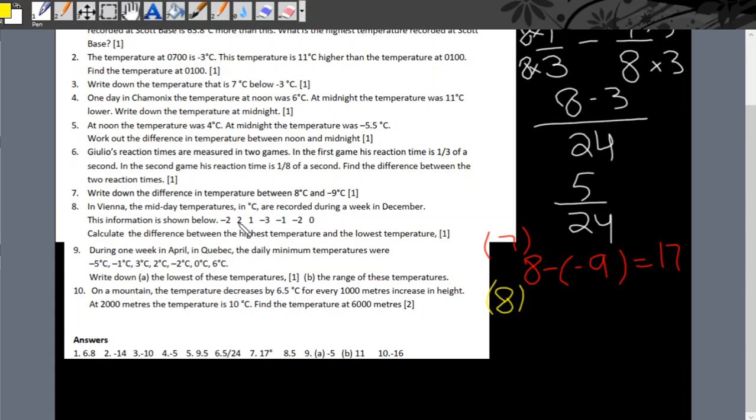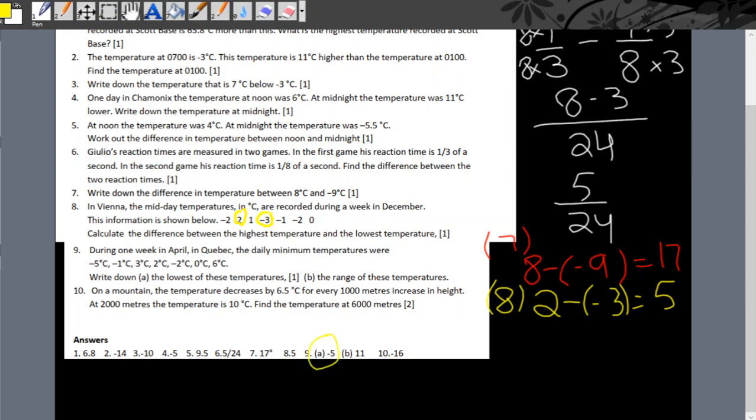So the highest temperature here would be 2 because it's the biggest positive number, and the lowest temperature here would be -3 because it's the biggest negative number. So the difference between these two numbers will be 2 minus -3, which makes 5. So calculate the difference between the highest temperature and the lowest temperature. So the answer here is -5.